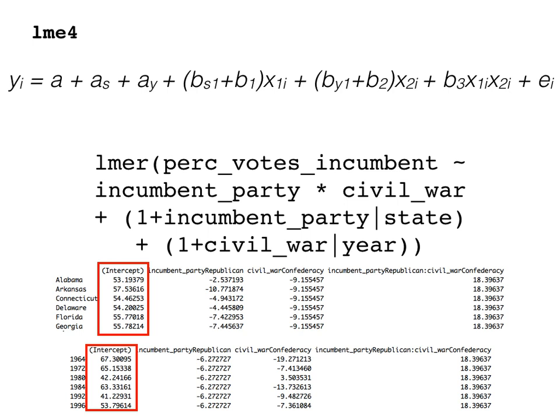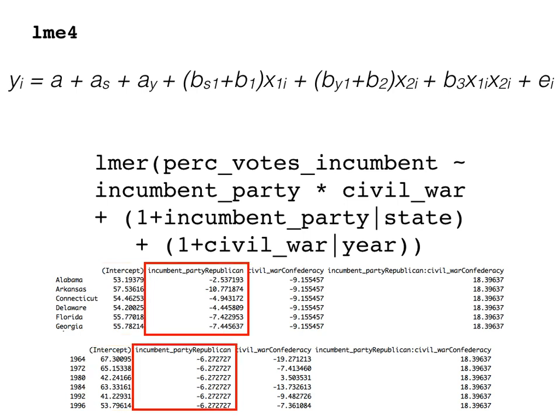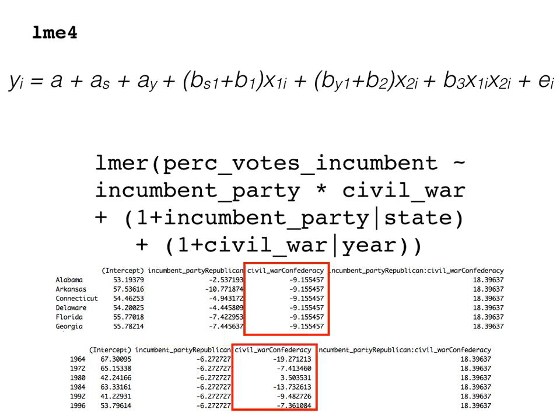By updating our model with the random slopes, the best fit now includes unique intercepts for each state too. Moving to the effect of incumbent party, we see that we get different values for each state, but not for year. That's because we added the random slope for state, but not for year. Similarly, for Civil War country, we get different values for year, but not for state, as we added a random slope for year by Civil War country, but not for state.